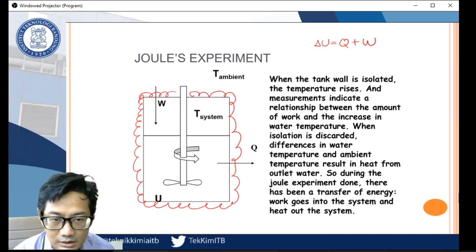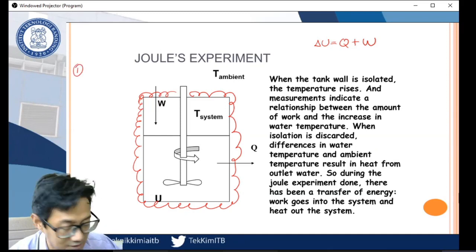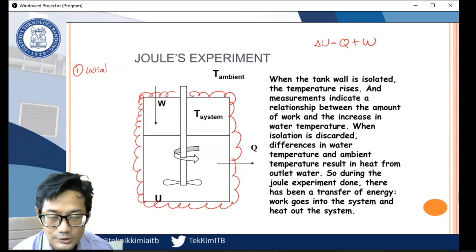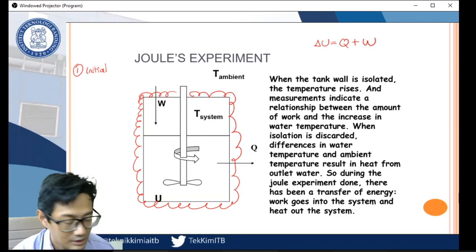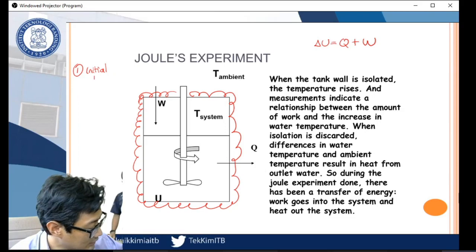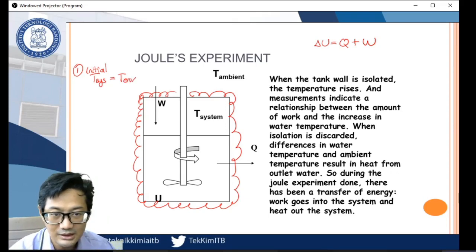This is the first condition. The tank is isolated. First, he checked the initial condition. This is initial. Joule and the team checked the temperature between the system and the environment, the surrounding. And if you check here, the temperature is the same. The system temperature is equal to the environment or surrounding temperature, even though it's already isolated. That is the initial condition.